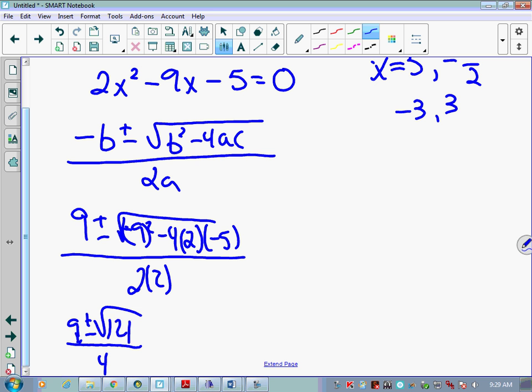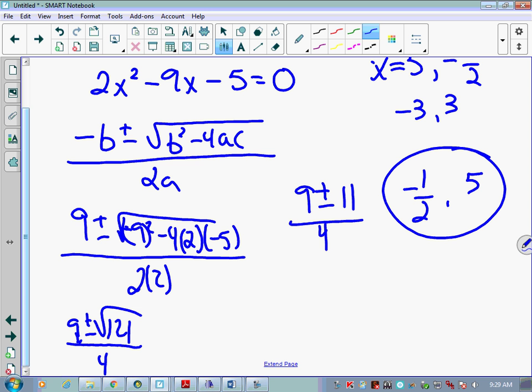Does anybody know what the square root of 121 is? 11. So what I'm getting is 9 plus or minus 11 divided by 4. What's 9 plus 11? 20. What's 20 divided by 4? 5. Okay? All right, now, because there's 2 solutions, I should do 9 minus 11. What's 9 minus 11? 9 minus 11 is negative 2. What's negative 2 divided by 4? Negative 1/2. Okay?